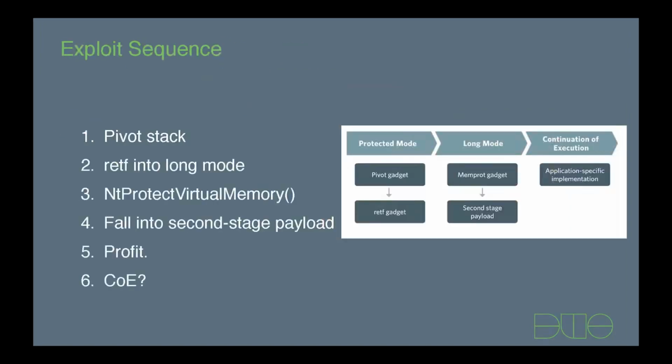So this is sort of what the sequence looks like, right? You do the stack pivot, as I mentioned, you return into long mode, you do your reprotection of memory so that you can execute the shellcode you injected into memory, you fall into your second stage payload, theoretically you profit, and if you're not as lazy as I am, you actually repair the process state and make everything run nicely, which I didn't do because I'm way too lazy.